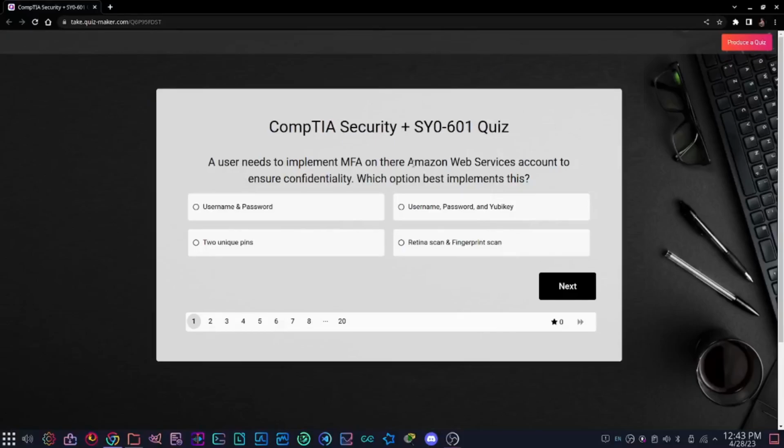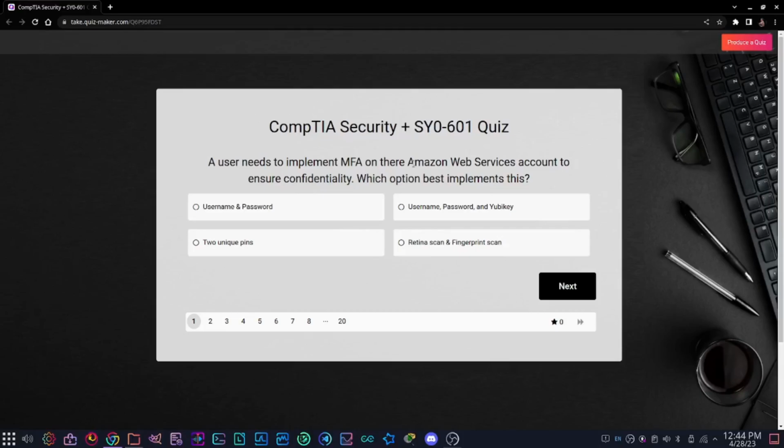Alright, welcome to this CompTIA Security Plus SY0-601 quiz. I thought this would be a good idea for us to do because a lot of us are studying for the Security Plus exam or we're planning to take it soon. I know I'm sitting for it in like 2 weeks, so I thought this would be a great idea for us to do.